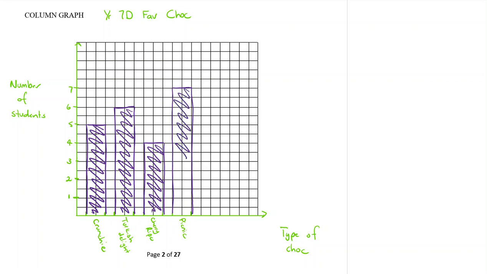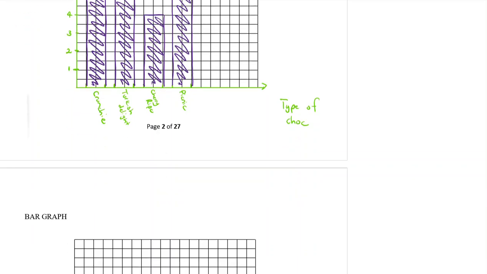Okay, so make sure all those columns are nice and neat and ruled. They all have the same width. They're going up to the right numbers for the height, and you have those lovely spaces in between them. So that is a column graph. Next, we're going to the bar graph.